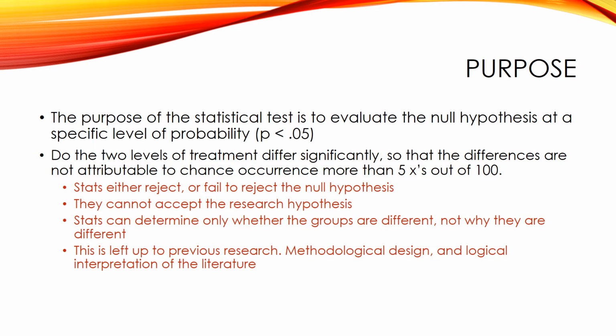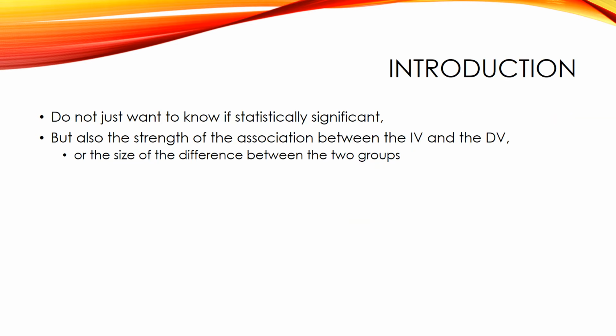We'll also remember that these statistics can only determine whether groups are different. They don't say why they're different. That's left up to previous research, your lit review, your methodological design, and any logical interpretation of the literature, and that includes unbiased interpretation of the literature. So you don't really want to just know if the statistic is significant, but you also want to know the strength of the association between the independent variable and the dependent variable, or the size of the difference between those two groups. And we're going to talk about that, and that's the effect size.